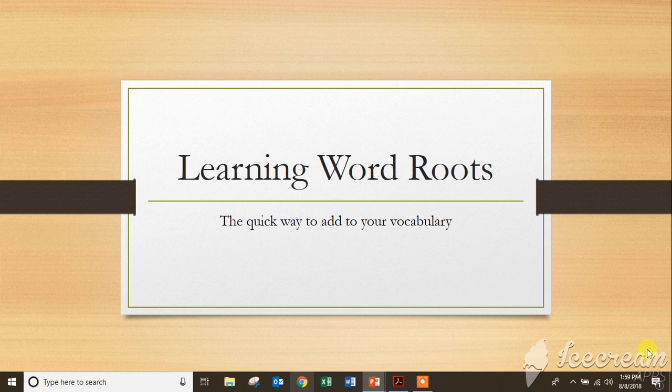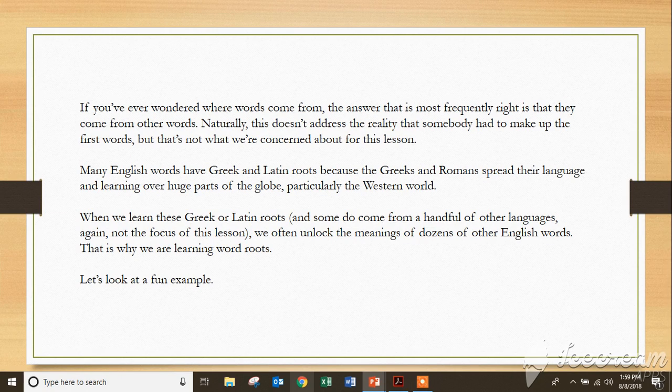This is an introduction to the learning of word roots, a very quick, efficient means of adding to your vocabulary. If you've ever wondered where words come from, the answer that's most frequently right is that they come from other words. Now, naturally, this doesn't address the reality that somebody had to make up the first words, but that's not what we're concerned about for this lesson.